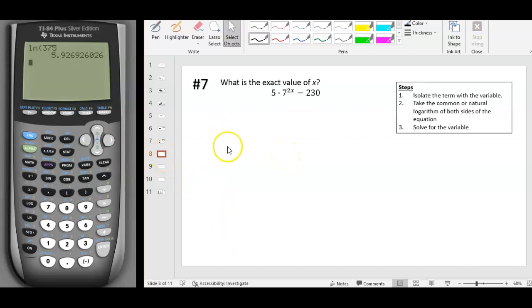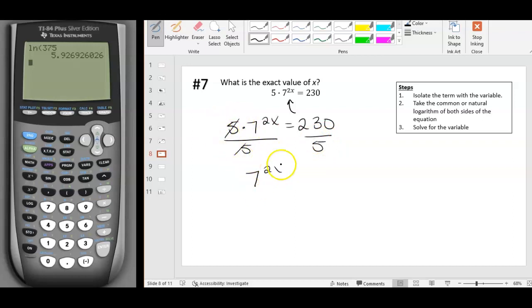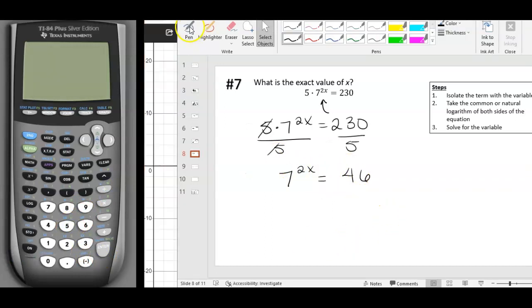All right, so in this problem, it says, what is the value of x? And it gives me an exponential equation. So when I'm solving this problem, I want to get that term with a variable by itself. Well, it's not by itself because it's being multiplied by 5. So what I'm going to do is I'm going to actually divide both sides by 5 so I can get that exponential term by itself. So here the 5's cancel and I have 7 to the 2x equals, and then on the right side I have 230 divided by 5. So when I do that, that gives me 46. So I have 7 to the 2x equals 46.